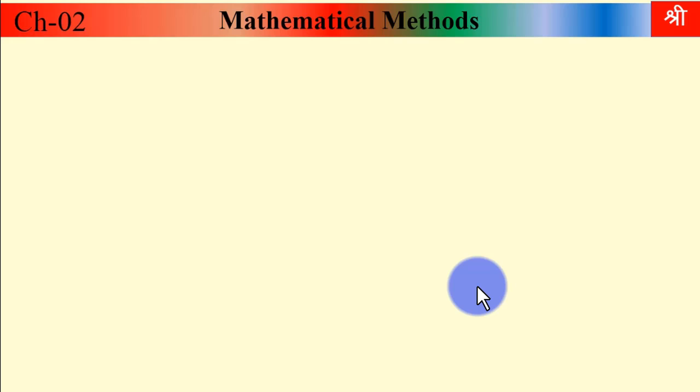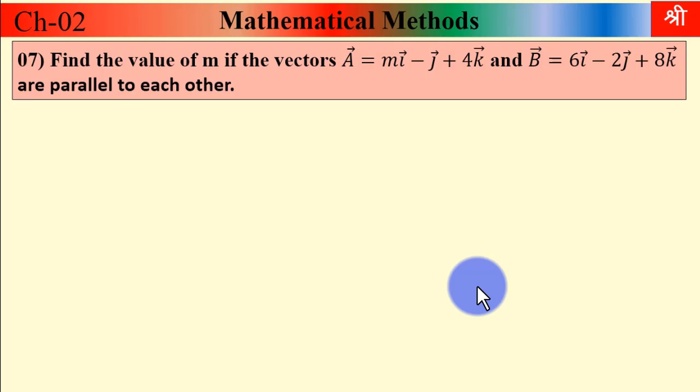And today's last example, that is example number 7. Find the value of m if the vectors vector a equal to mi minus j plus 4k and vector b equal to 6i minus 2j plus 8k are parallel to each other.